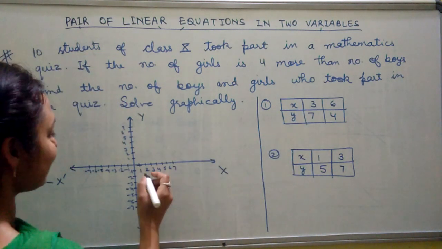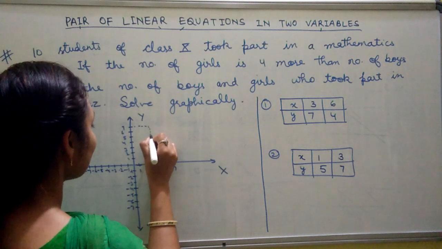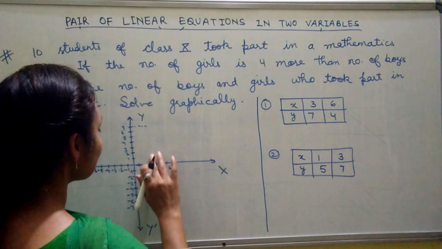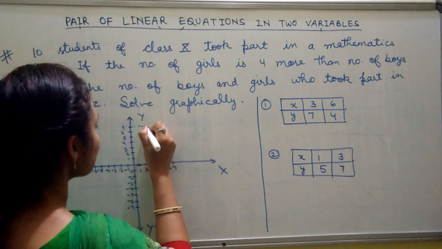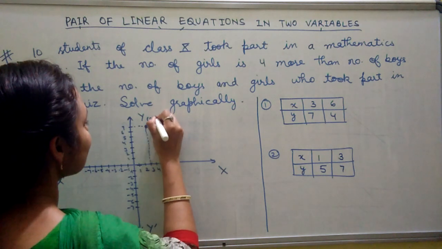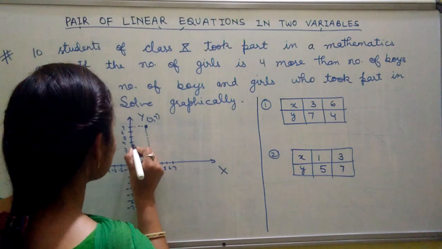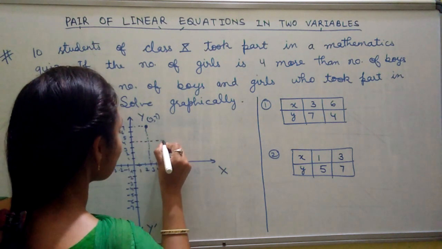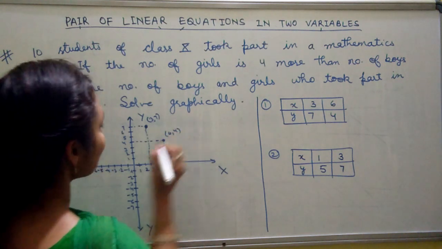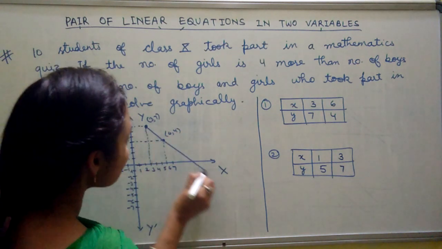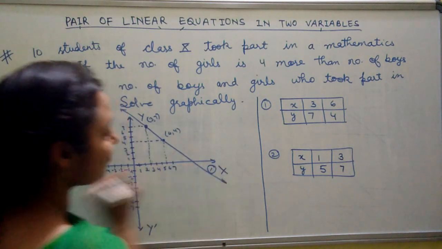X is 3, y is 7. So to this point we can write it as 3 and 7. Next, x is 6 and y is 4. Here x is 6 and y is 4. So I will write the points and join them. It makes a line like this. Name it as equation number 1.